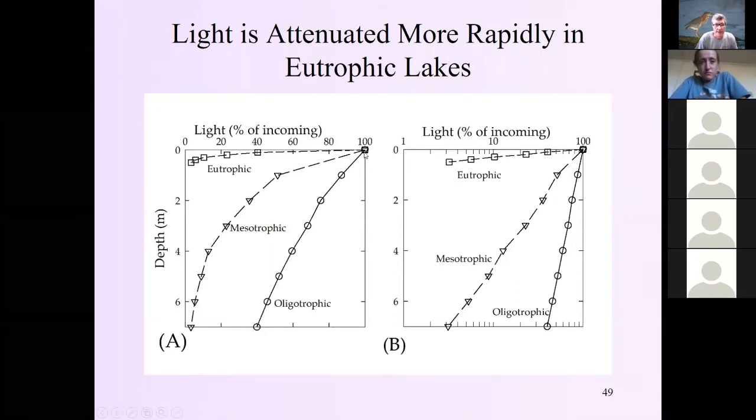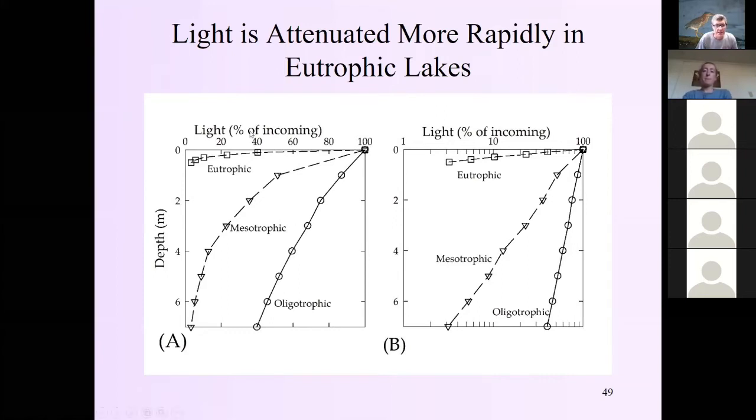So in this case, we have 100% light at the surface. That's just full sunlight hitting it. And then we're down to almost zero with less than a meter in the eutrophic lake. In contrast, in the mesotrophic lake, we're down to maybe 5% at 6 meters. And in the oligotrophic lake, we're down to maybe less than 50% by 6 meters.